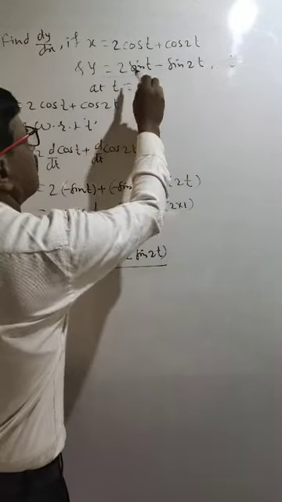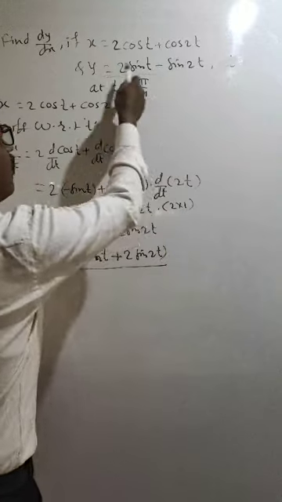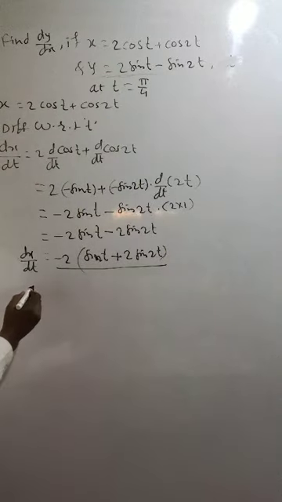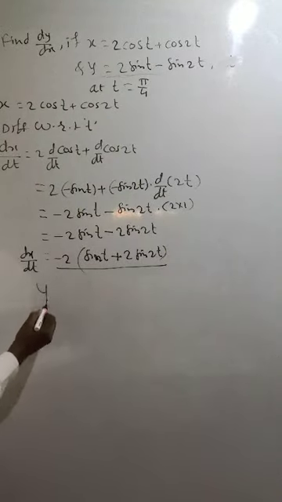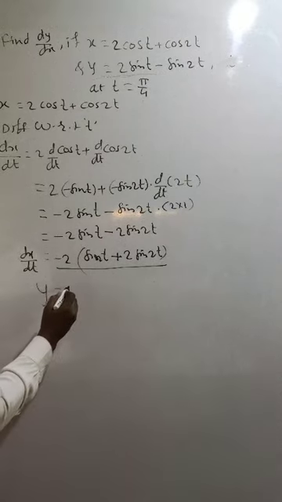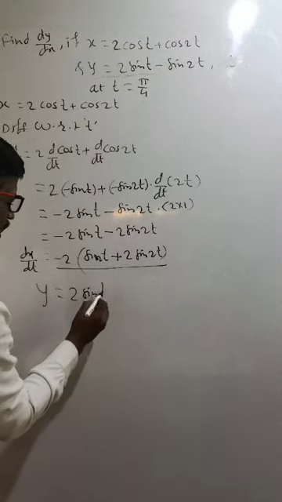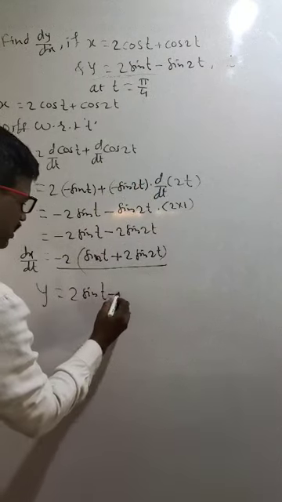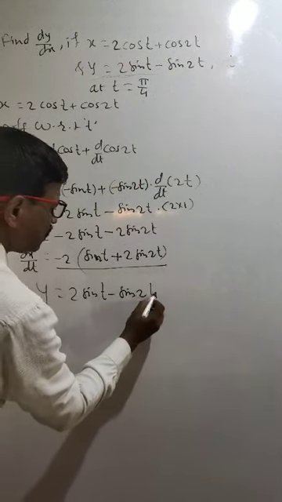Now consider y equal to 2 sin t minus sin 2t.